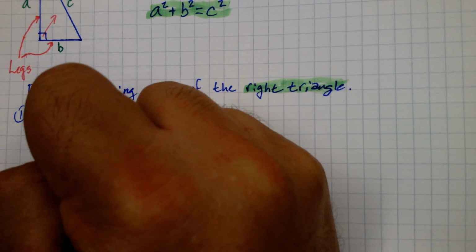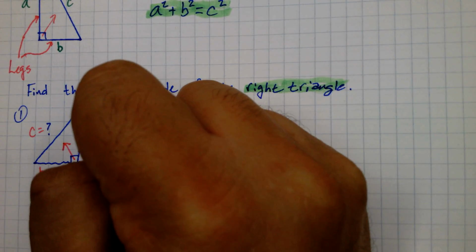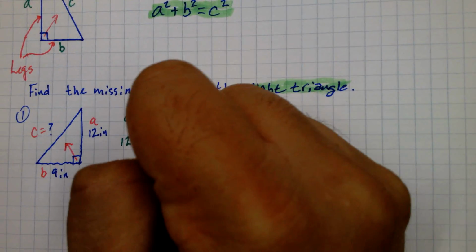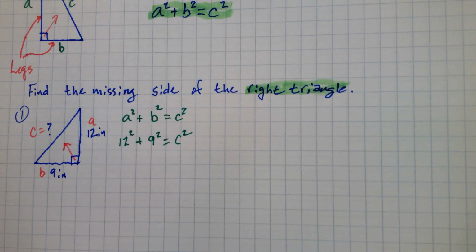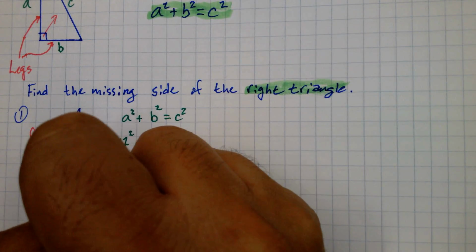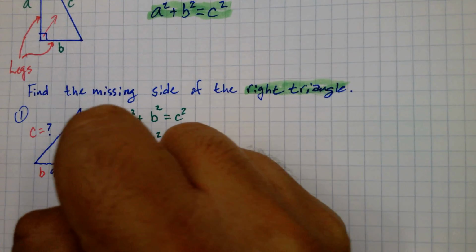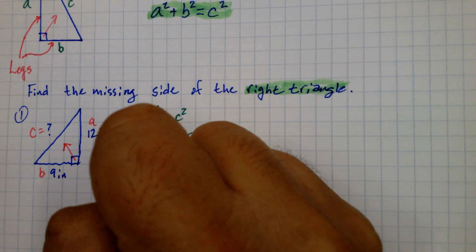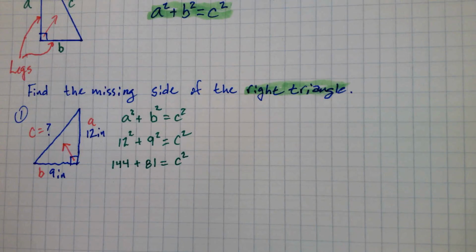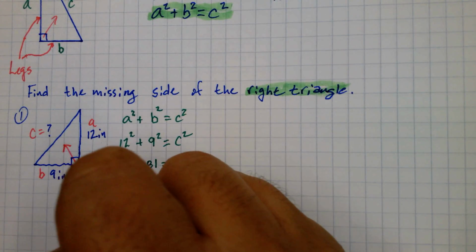So we have 12 squared plus 9 squared equals C squared. Okay? So let's see here. This is 12 squared, that's what, 144? Plus 9 squared, which is 81, equals C squared. So let's just add 81 and 144. What do we get? 225?